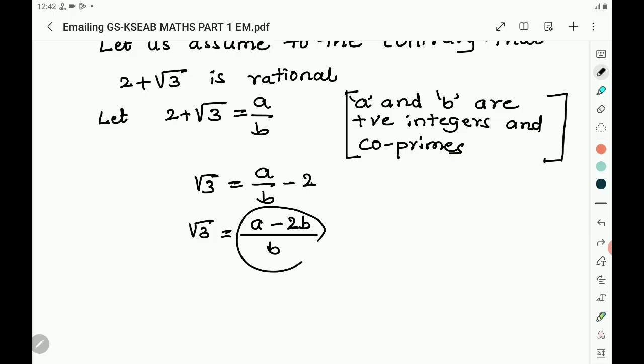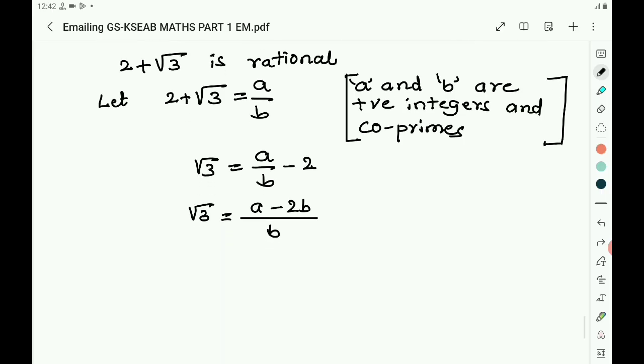As a and b are integers and co-primes, a minus 2b by b is rational. As a minus 2b by b, which is in the RHS, is rational, the LHS root 3 also becomes rational. But you know that root 3 is not rational, it is irrational. In the RHS rational, in the LHS irrational, it is a contradiction. This contradiction arises due to our wrong assumption that 2 plus root 3 is rational. So you can conclude 2 plus root 3 is irrational.